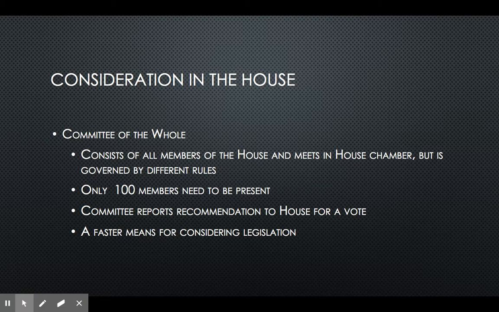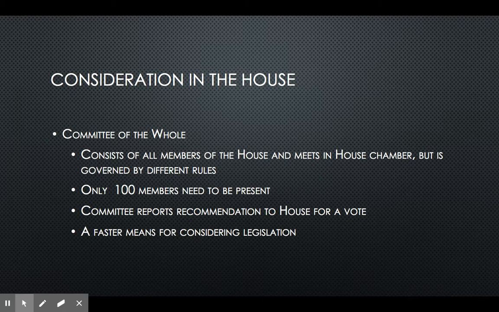In the House of Representatives, they also have what's called a Committee of the Whole. So after those rules are adopted by the House Rules Committee, it goes to the Committee of the Whole. A piece of legislation is going to be considered by the Committee of the Whole. And this consists of all members of the House and meets in the House chamber, but it's governed by different rules.